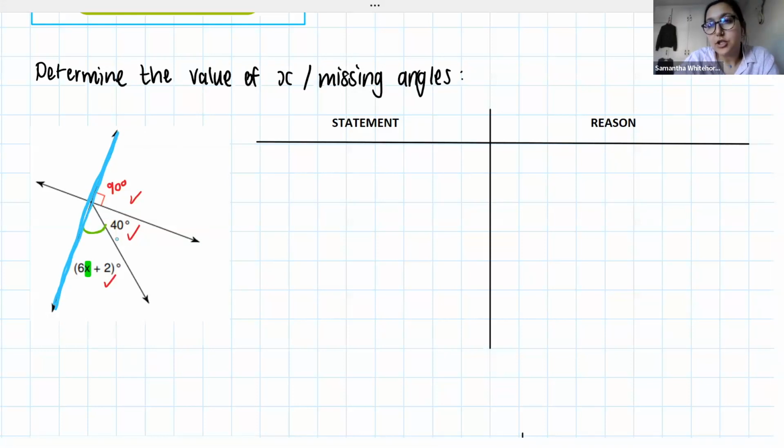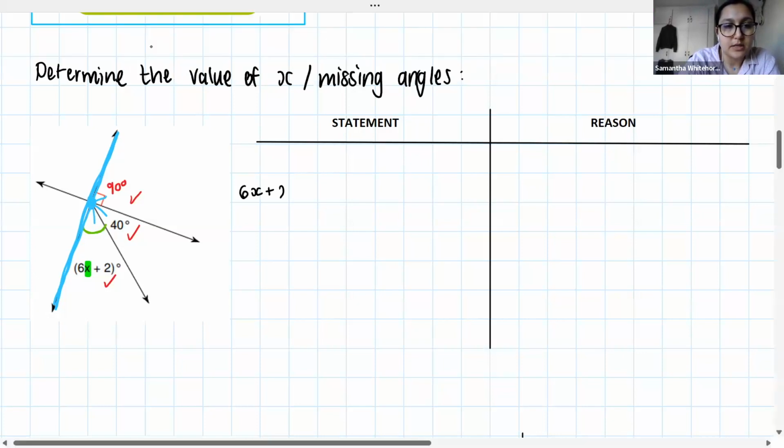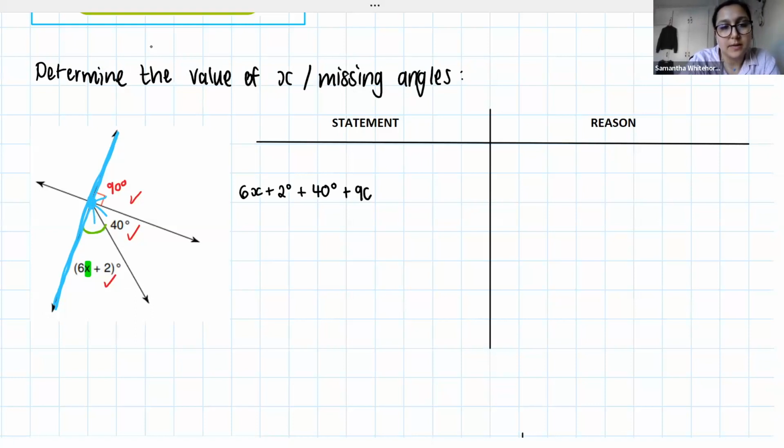Now remember, when we've got adjacent angles on a straight line, so these angles all come from this common point and they're all right next to each other, when we add them together, we must get 180 degrees. So I can now make that first geometric statement. I know that 6x plus 2 plus 40 plus 90 must give me 180 degrees. Now I've made a statement, I must give a reason. My reason here is angles on a straight line.